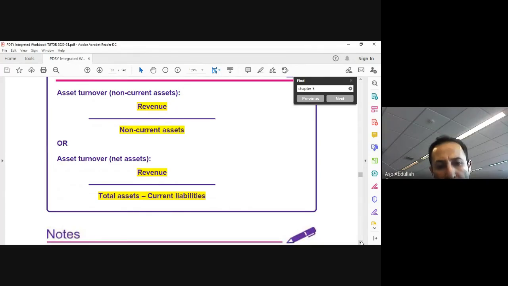You can say total assets minus current liability. Again, it is coming to the same thing. What is total assets? Total assets means non-current assets plus current assets. So again, we can say total assets minus current liability. Why current liability, not non-current liability?